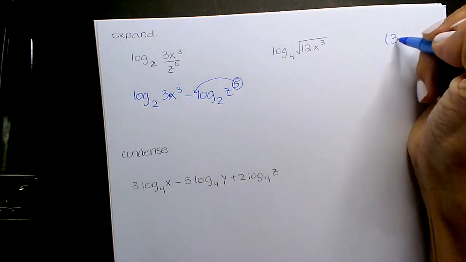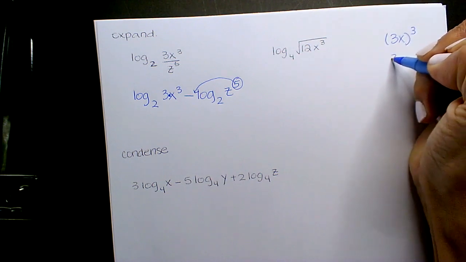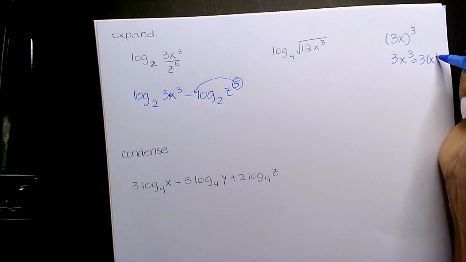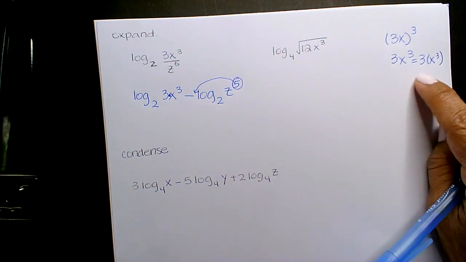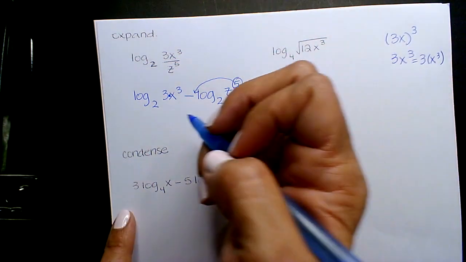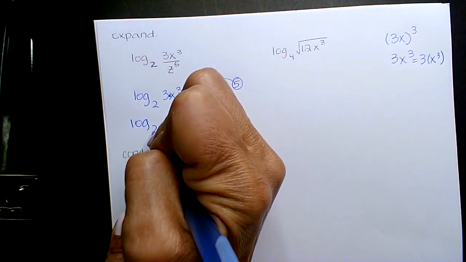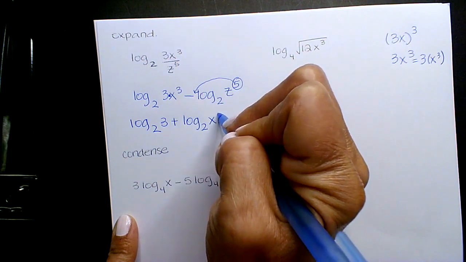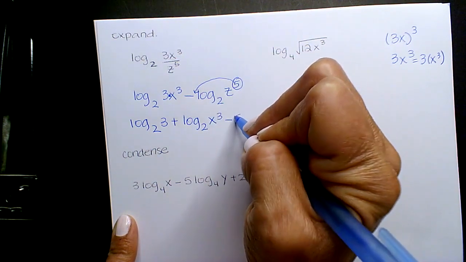So some students did ask me, is there a difference between this? And yeah, this is equivalent to this. The 3 is separate from the x cubed. So this is actually log, I know I'm writing a lot more than what you guys have. So this is what you have.